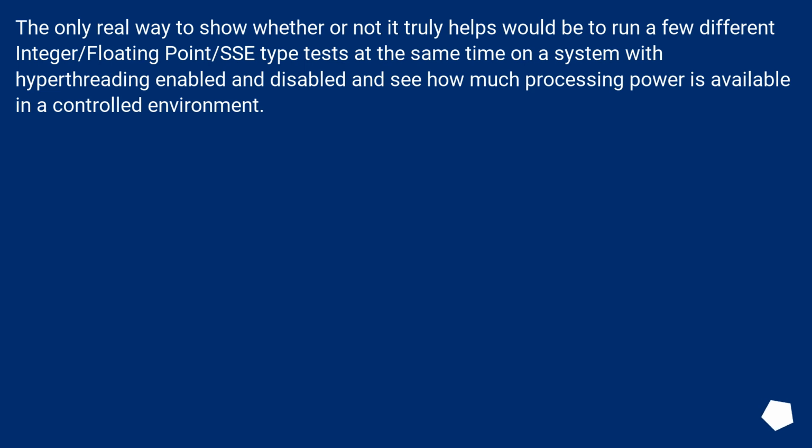The only real way to show whether or not it truly helps would be to run a few different integer/floating point type tests at the same time on a system with hyperthreading enabled and disabled and see how much processing power is available in a controlled environment.